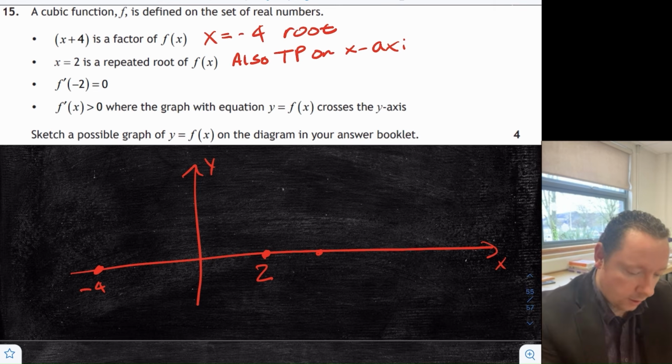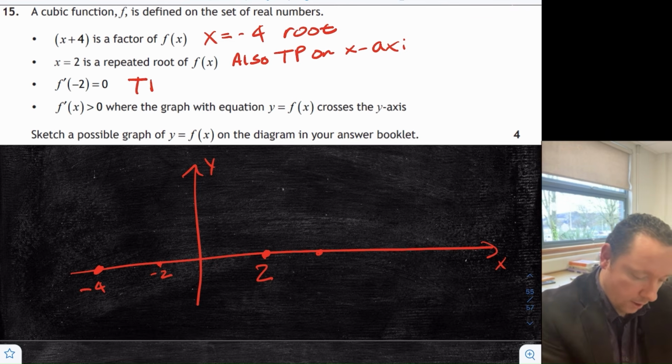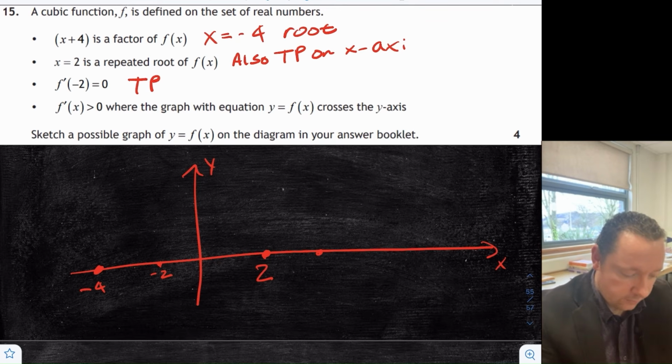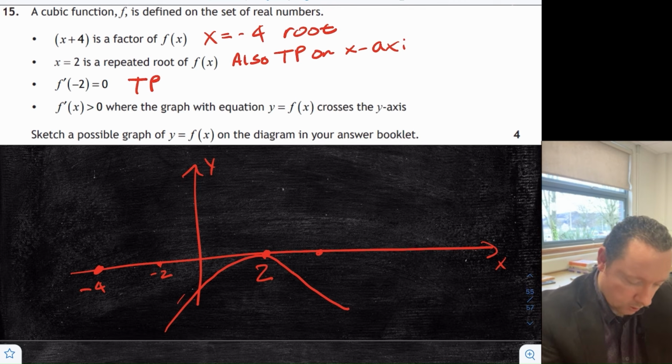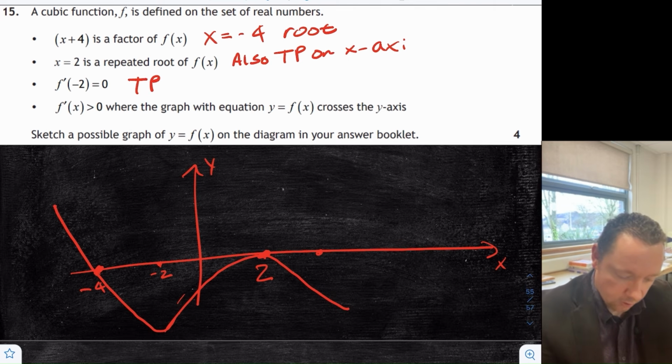And when looking at our derivatives, f dash of -2 equals 0. So we now know that at -2 at some point, we've got a turning point as well, not on the x-axis, but then we also know that f dash x is greater than 0 when it crosses the y-axis. So we know that it's going up at this point, but this is a turning point, so it must drop back down. So we now know that it must go like this. And we know that this is a turning point, so it must turn here and go up here because that's a root. So we've got our root, a repeated root, and we're done there.